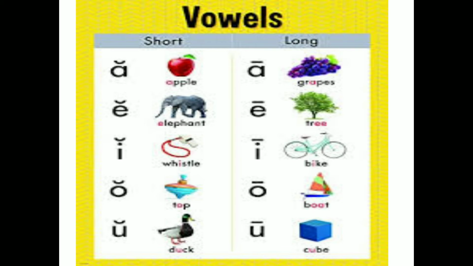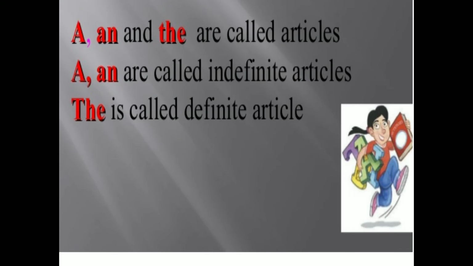Okay, next we are going to study about articles. This also you have learned in previous grades, and we are also going to revise it. A and an, the are called articles. A and an are called indefinite articles, and the is called the definite article. Let's see the definitions with the examples. Revise it again.